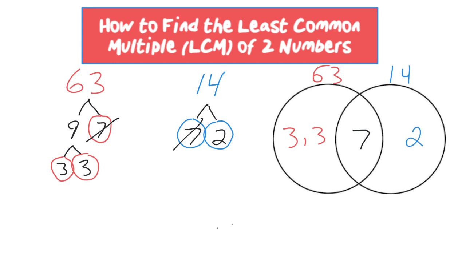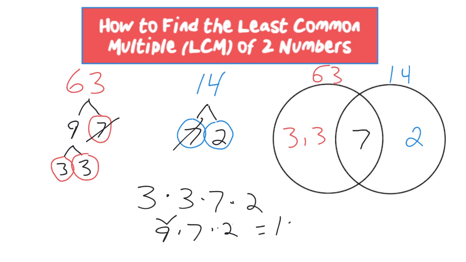Now, if I want to find the least common multiple, I take these numbers here that are in the Venn diagram, and I just multiply across. 3 times 3 times 7 times 2. So let's go ahead and do that. 3 times 3 times 7 times 2. All right, 3 times 3 is 9. 9 times 7 times 2. 9 times 7 is 63. And 63 times 2 is 126. And so the least common multiple between 63 and 14 would be 126.